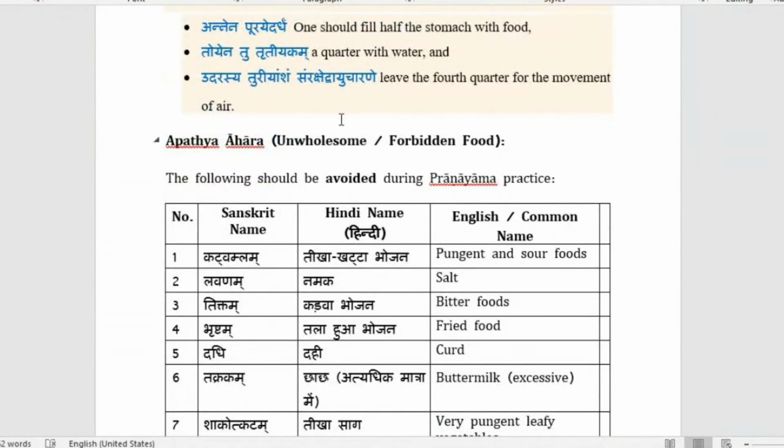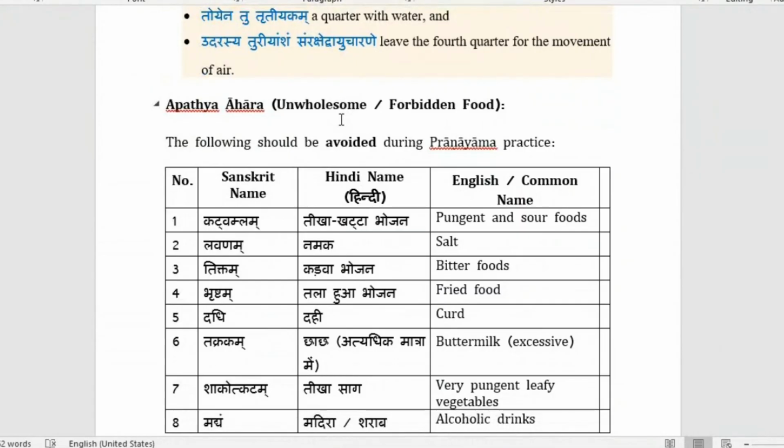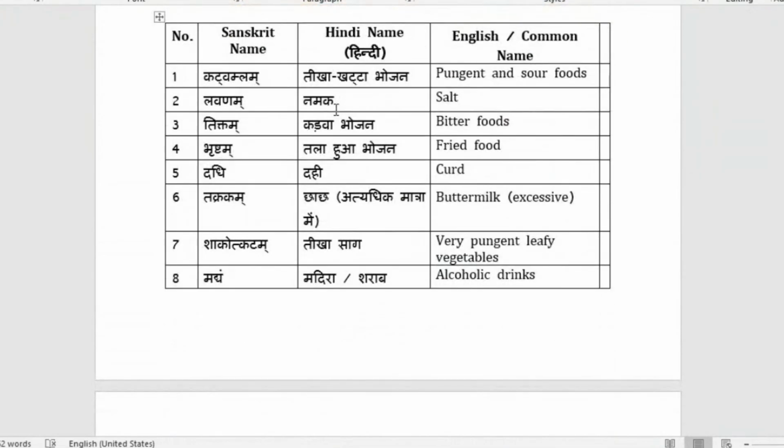Now, Apathya ahar, unwholesome food or food that you should not eat or avoid. Katu, amla, that means pungent and sour, tikha or khatta. Lavanam, that is salty food. Tiktam, tikta means bitter food, not spicy. Then is bhrishtam, means fried foods, the ones we eat fried, that should be avoided. Dadhi, that is curd.